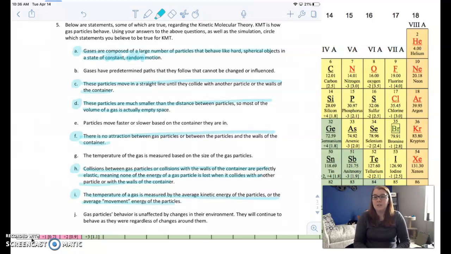Which builds on to letter C. These particles move in straight lines until they collide with another particle or the walls of the container. So if you follow the dot around, it tends to move in a straight line until it hits something, and then it continues in a straight line after that point.